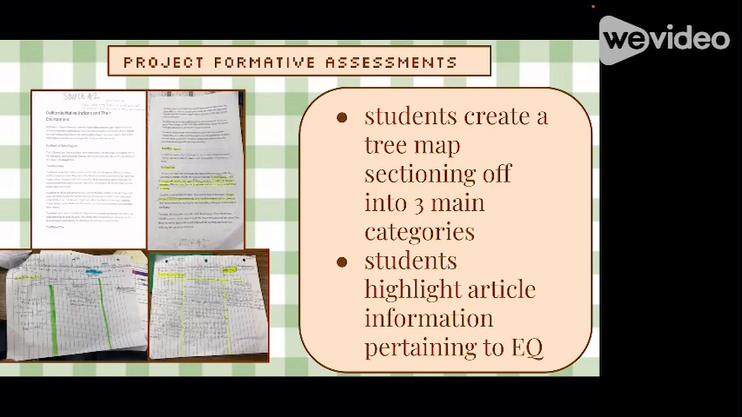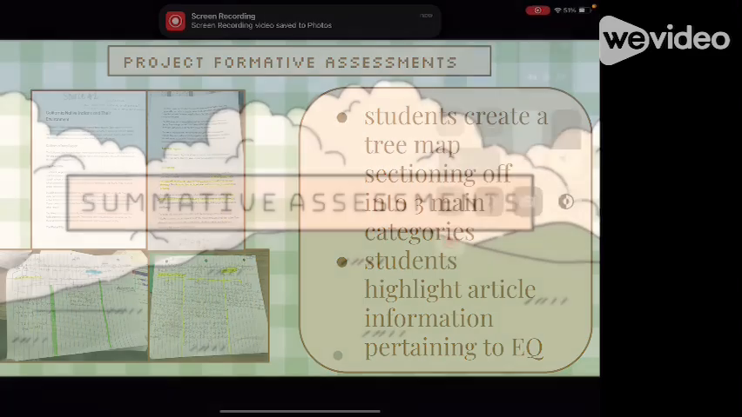So here we have 2 examples of students, and this is a great example because as we can see here, this first student doesn't have a lot of information written down, which can indicate that they aren't really understanding how to transfer over the information from the article onto their tree map so they can make a good informational essay, while this other student has quite a lot of information to go off for their essay.